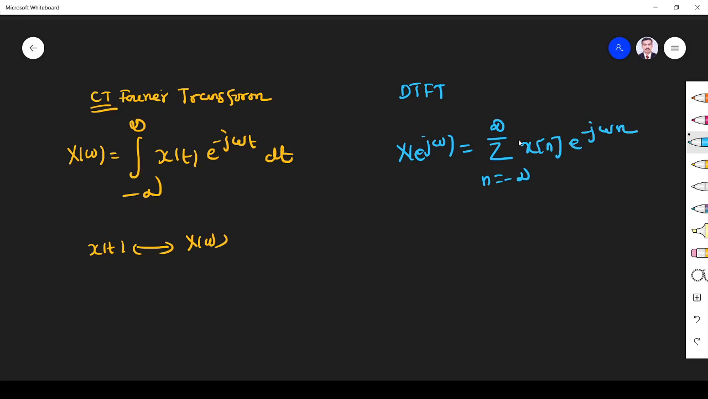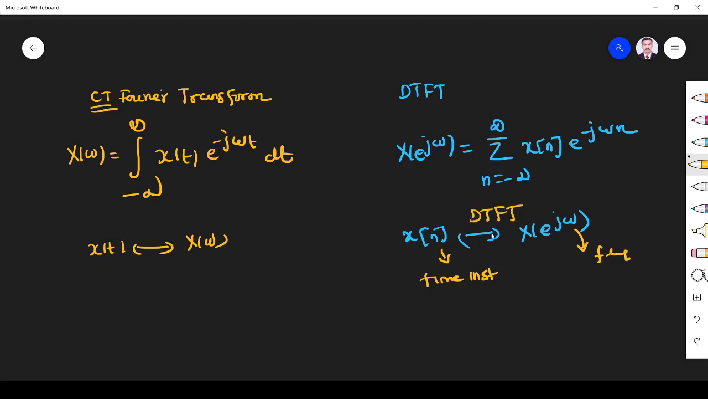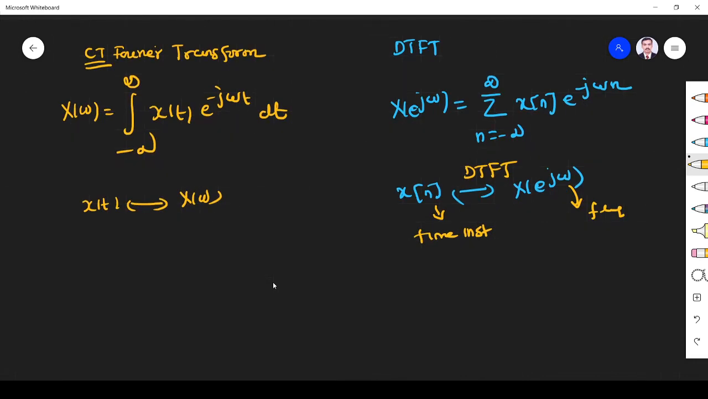Integration for continuous, summation for discrete. Here integral with respect to t. Here summation with respect to n, because it is discrete. So what will it do? It will convert a discrete time domain signal into discrete frequency domain signal. N is time instant, omega is frequency. So we apply DTFT. If you take inverse Fourier transform, we will get back our original signal. Fine. So from this we can find Fourier transform.